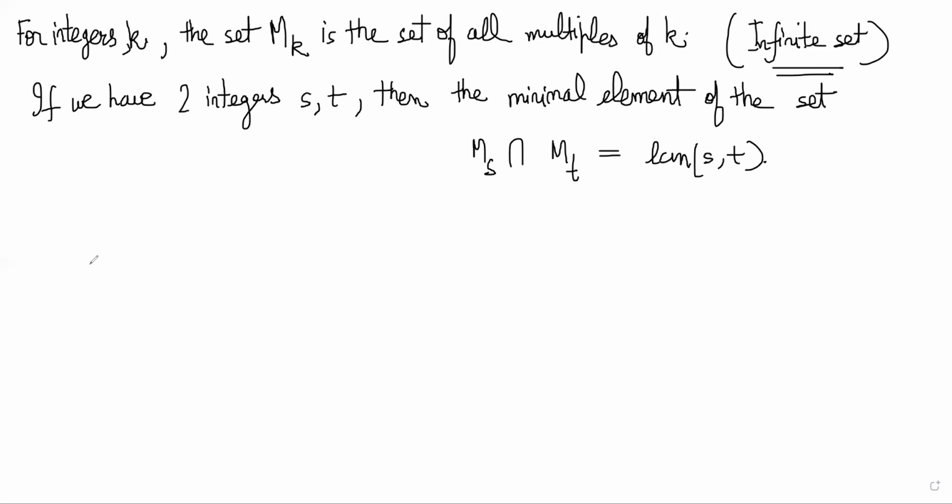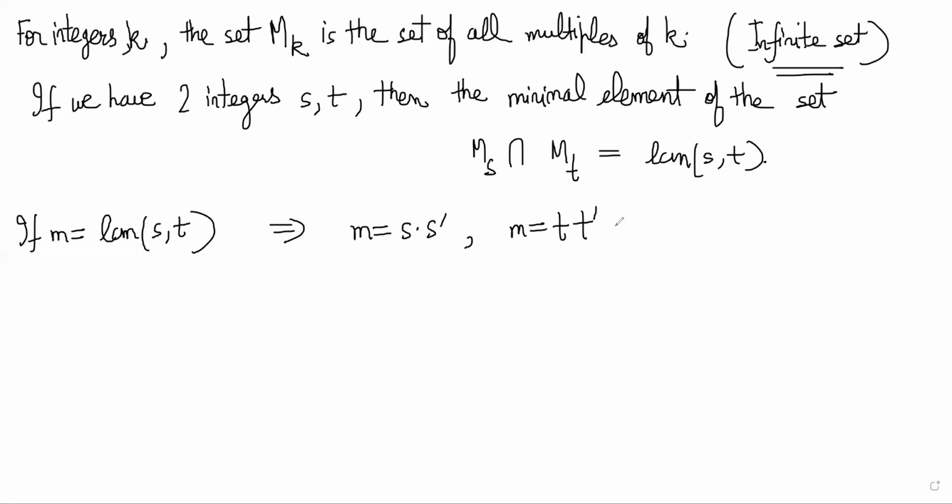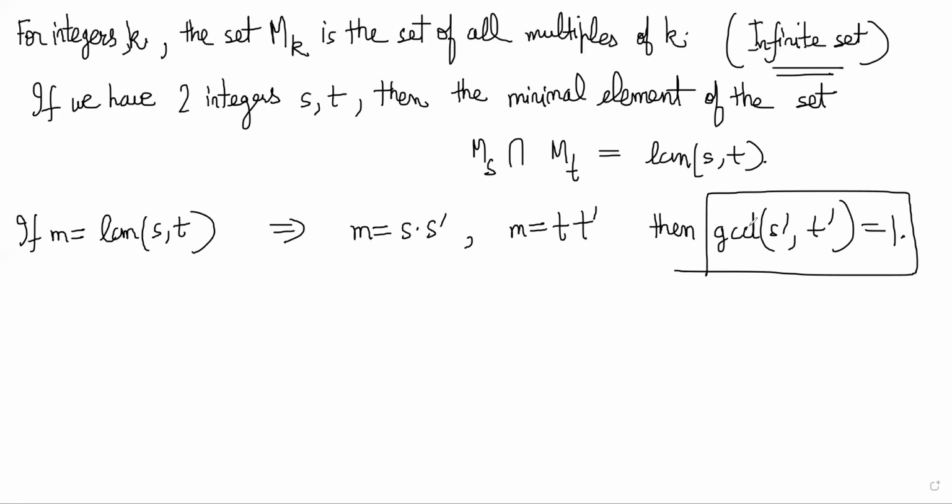So now let's look at some basic properties of LCM. If M is equal to LCM of s and t, then what this means is M is equal to s into some s dash, and M is also equal to t into some t dash. Then GCD of s dash and t dash should be 1. The s dash and t dash numbers should be co-prime, because if not, if s dash and t dash have a common factor, then that common factor could have been used to get a lower LCM.